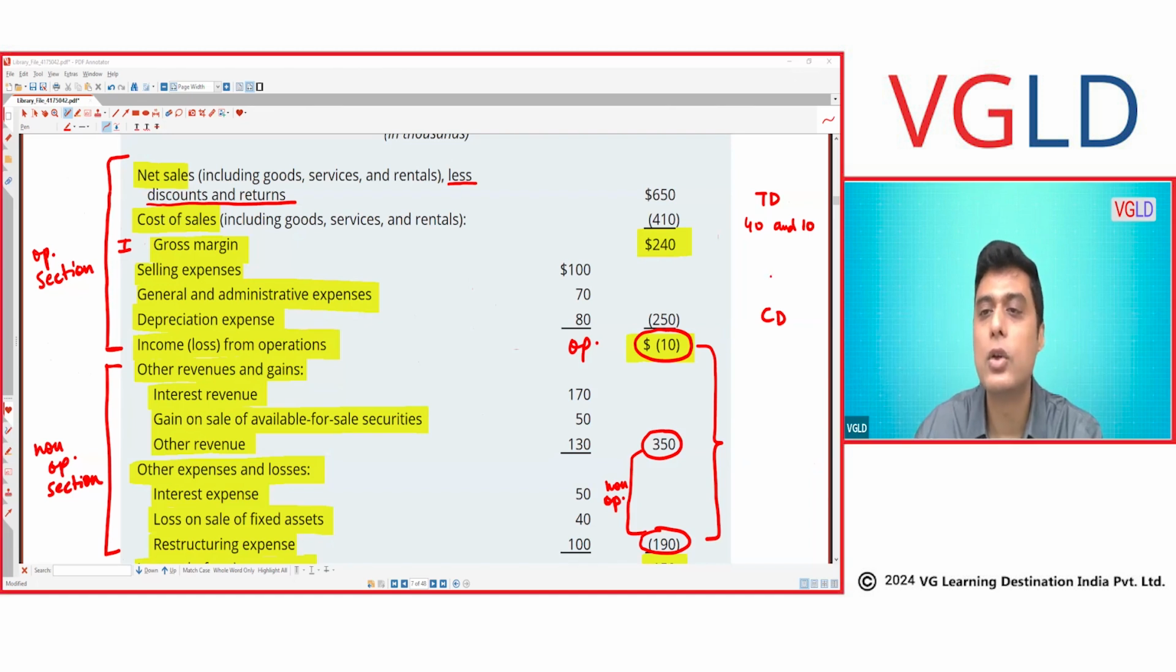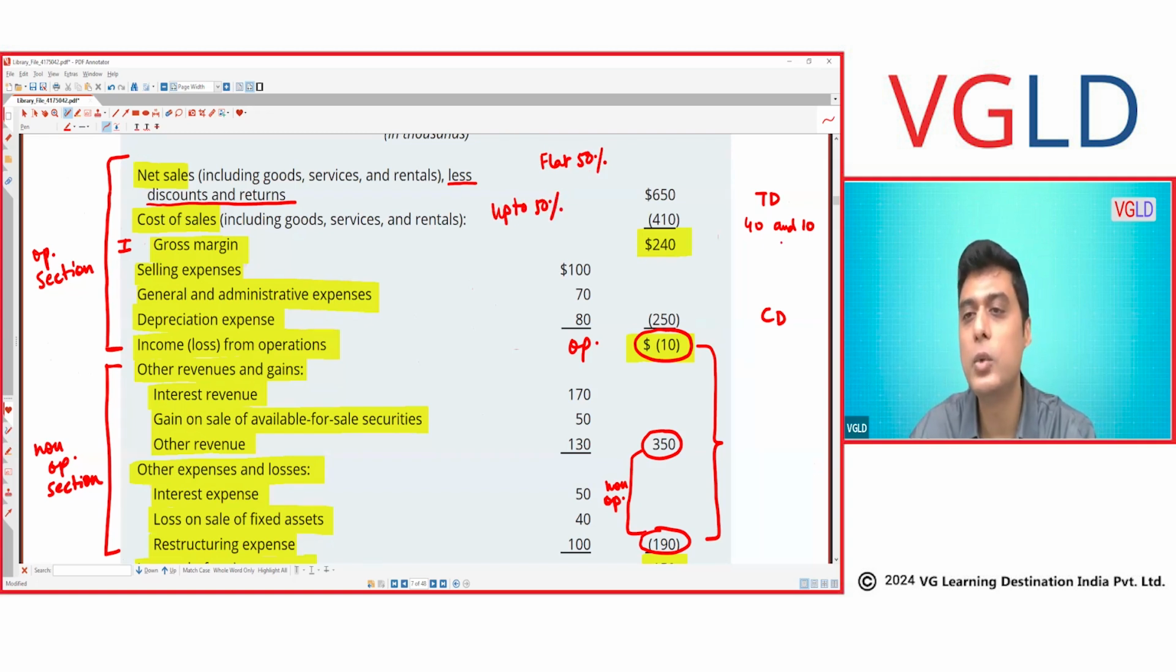So, you will see, like in India, when you go to a mall or somewhere, they have written flat 50% or up to 50%. Like that, they write. In the US, in many places, you will see something like this, 40 and 10 discount. Now, 40 and 10 does not mean 50. It is not equal to 50.